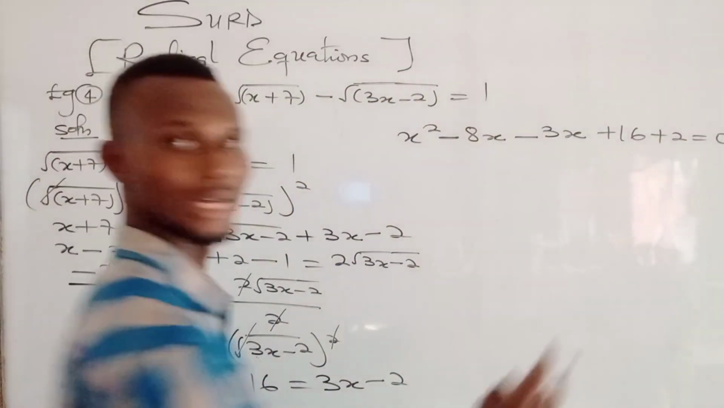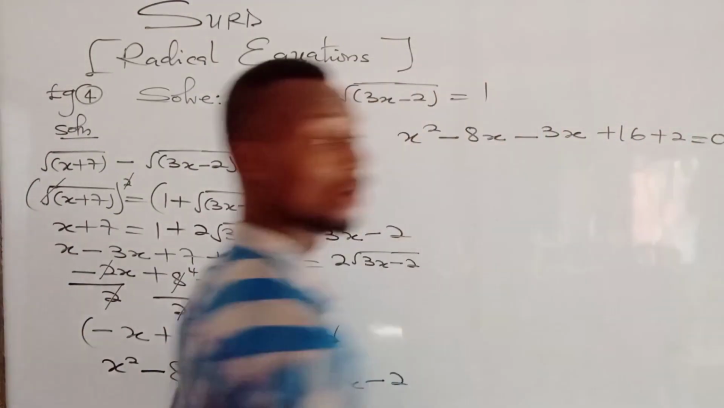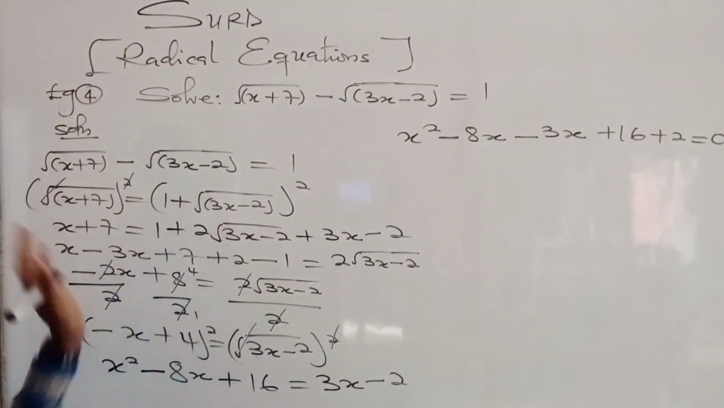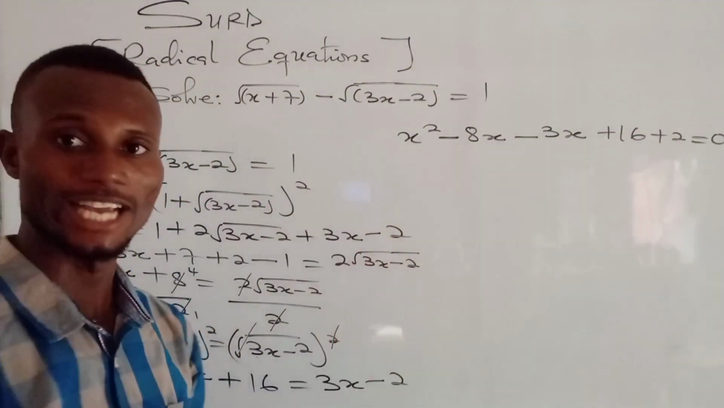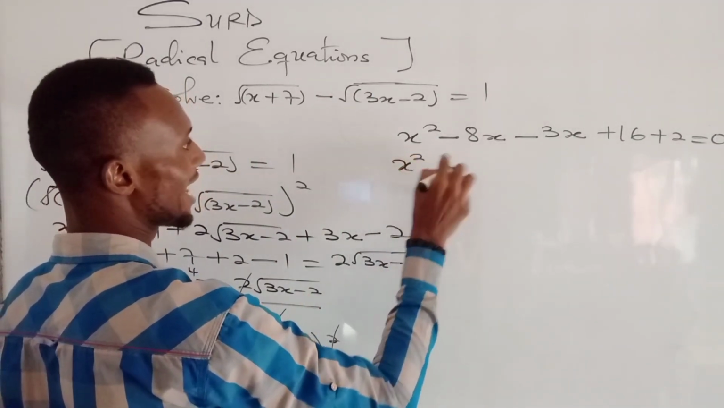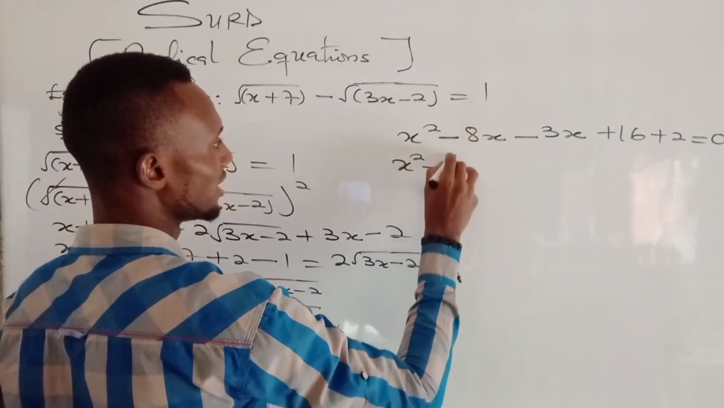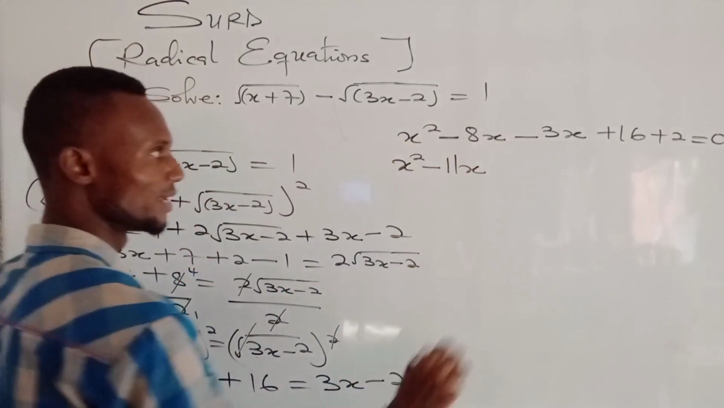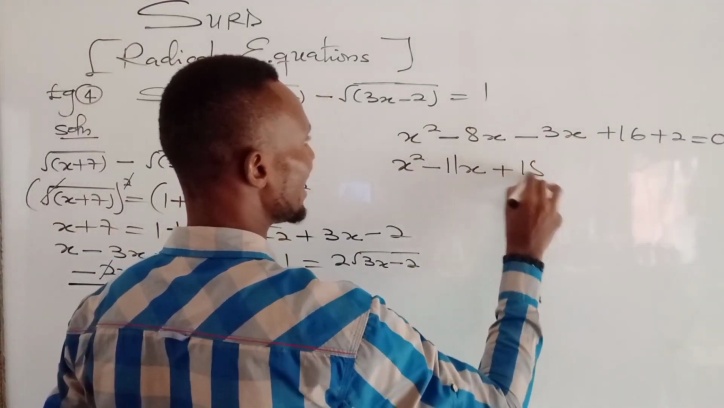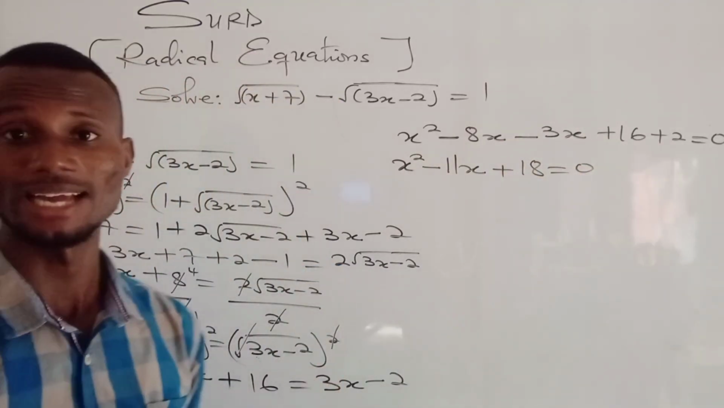Okay, so let me clean it and write it all so that you can see it. I hope you can see it clearly now. So we shifted everything to the left hand side by grouping like terms. Let's go ahead and simplify further. So I have my s squared here, minus 8s minus 3s will give me minus 11s. I hope you agree with me. Positive 16 plus 2 gives me positive 18 equals to 0. I hope you understand up to this point.